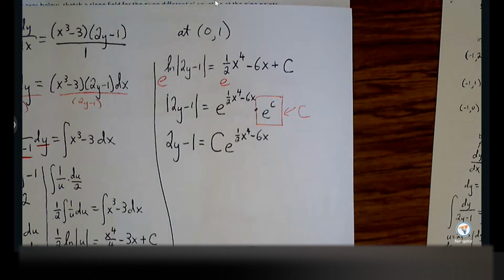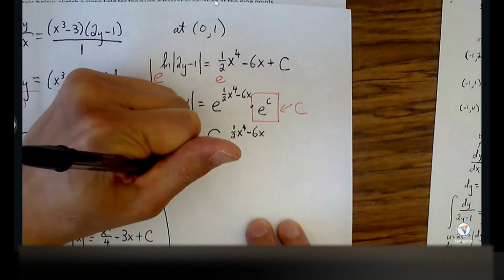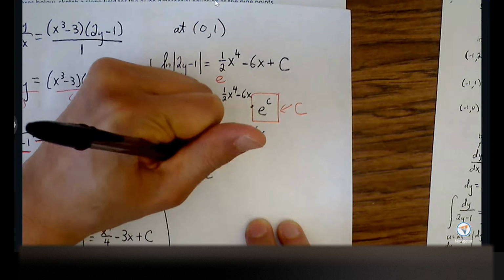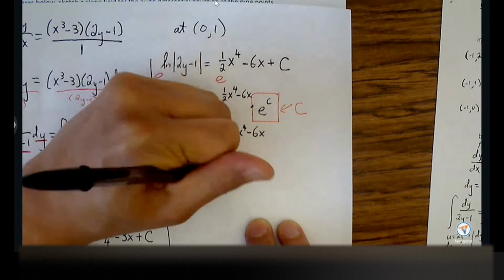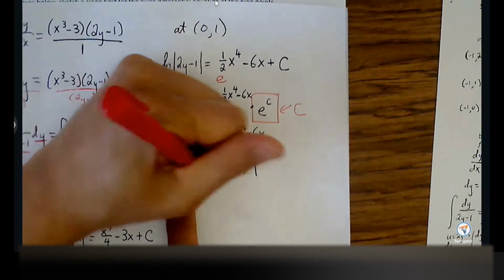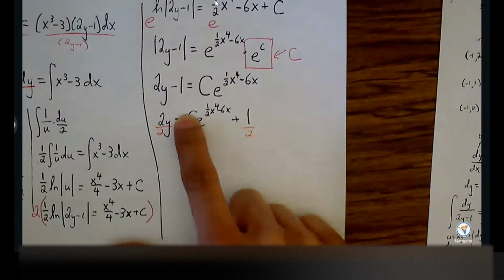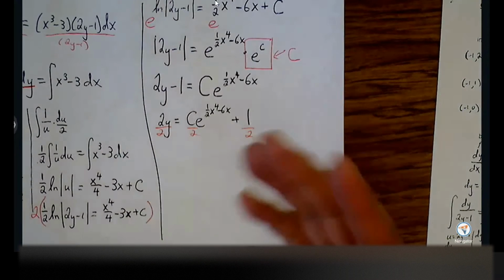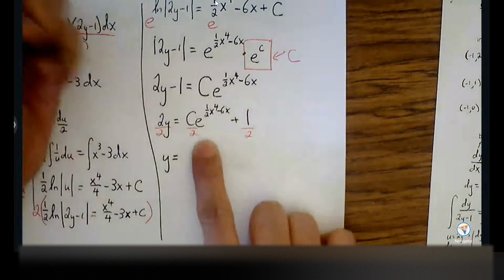Yes, sir. Okay, so now I just want to solve for y. So just some algebraic steps here. I'm going to add 1 to both sides, divide by 2. Okay, I'll divide everything by 2. And the good thing is that the c is a constant. C divided by 2 is still just going to be a c value. So we can just let that 2 kind of disappear into the c.